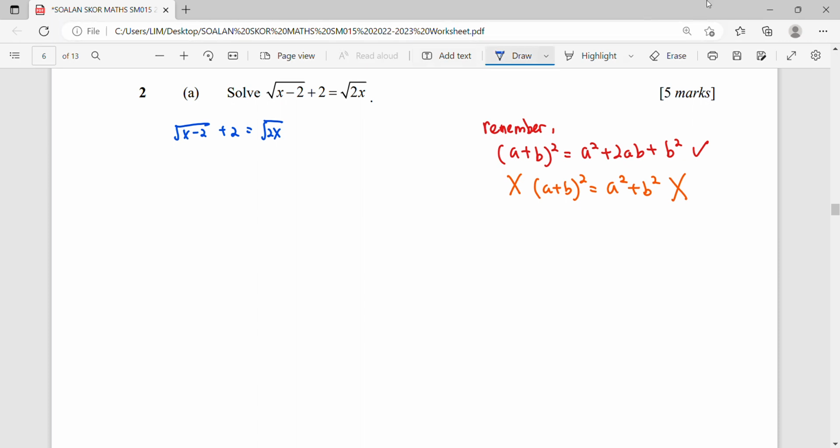So for this question is a surd equation. So, surd equation, first step you see your surd term. You have two surd terms here, so one at the left hand side, one at the right hand side. So, we cannot distribute evenly.